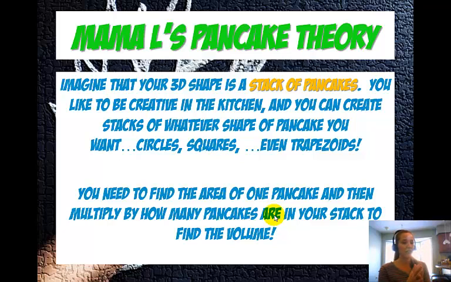So I want to quickly remind you of my pancake theory. Imagine that you have this 3D shape, this shape that has depth to it and you could fill space with it. Well, the idea is that if you have a flat pancake, any flat shape, you can take that shape and then multiply it by the height of the stack of pancakes. So if I have a flat circle or a flat square, if I multiply that by how many pancakes are in my stack, that's going to give me a prism.